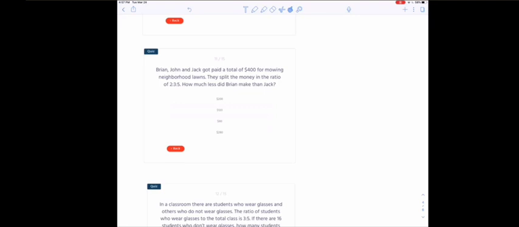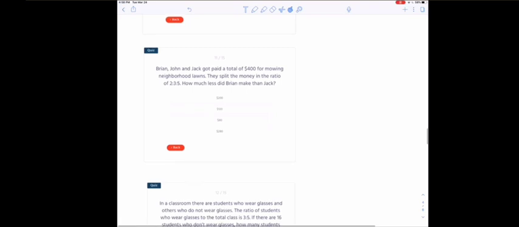Number 11, it says, Brian, John, and Jack got paid a total of $400 for mowing neighborhood lawns. They split the money in the ratio of 2 to 3 to 5. How much less did Brian make than Jack? So here we have a ratio that's comparing 3 of them, okay? So we're going to treat it exactly the same. 2, 3, 5. Brian, John, and Jack.